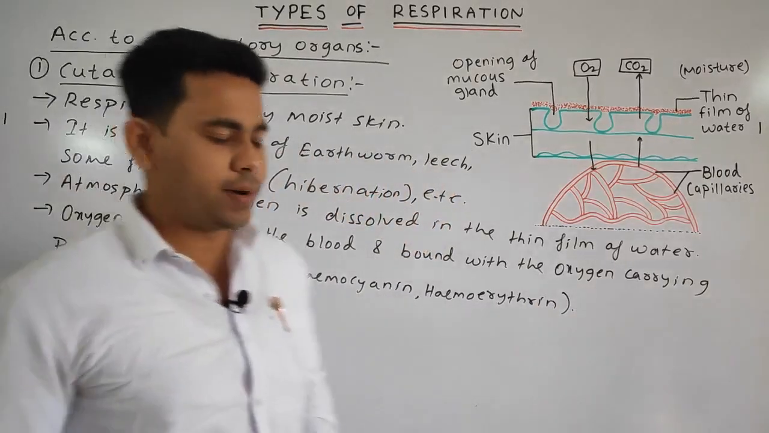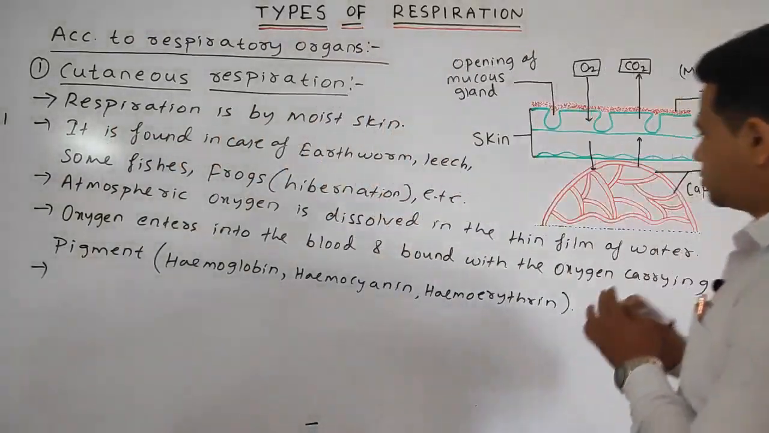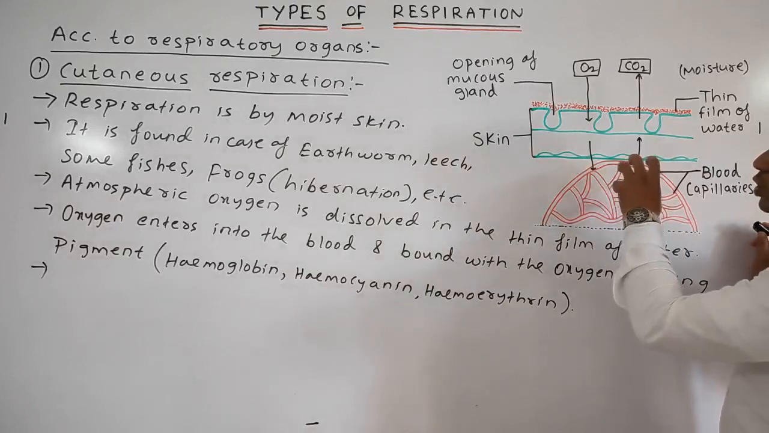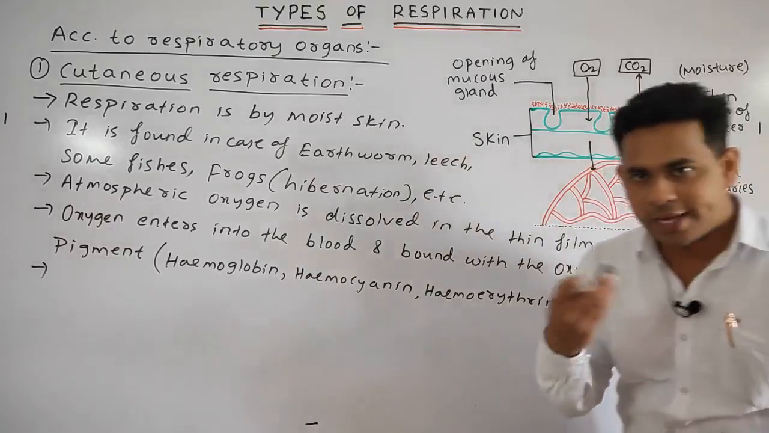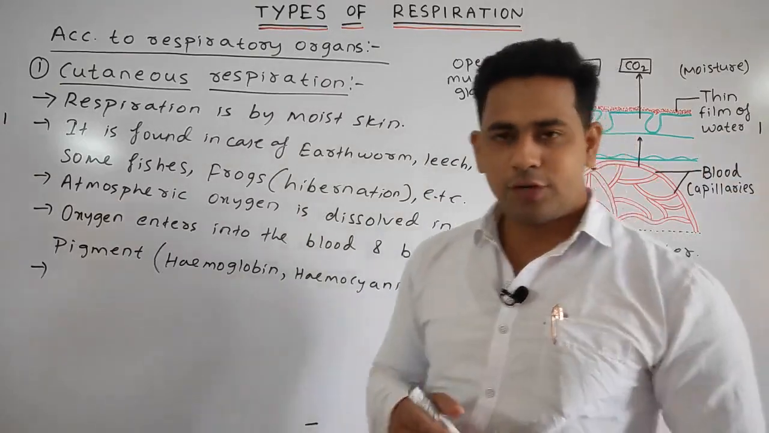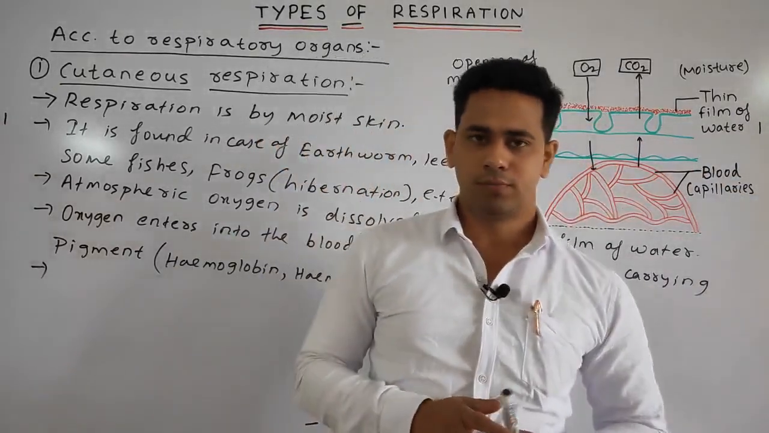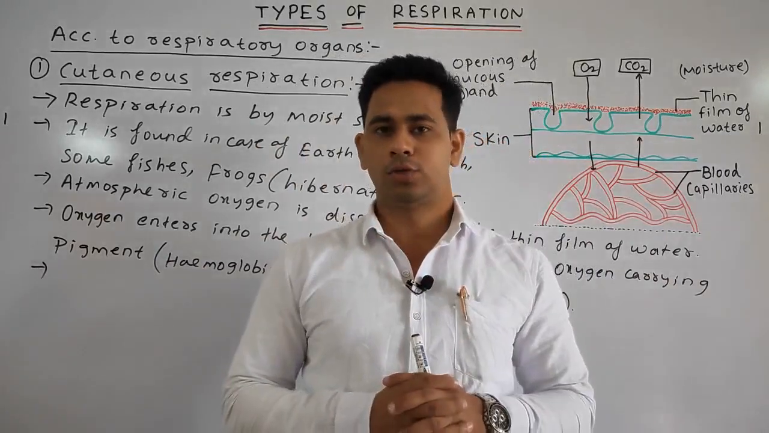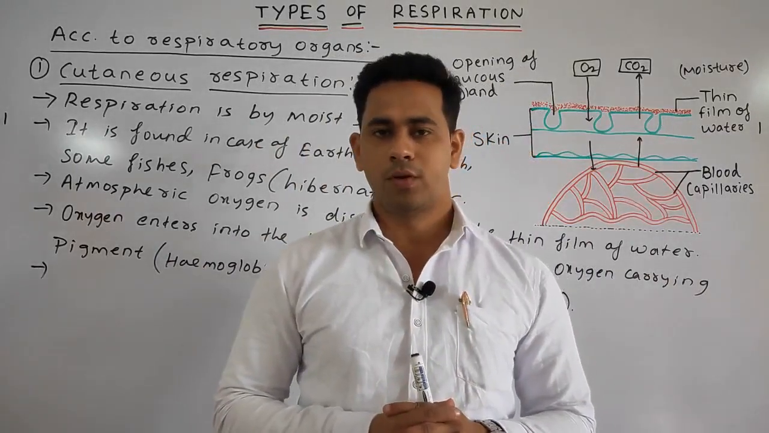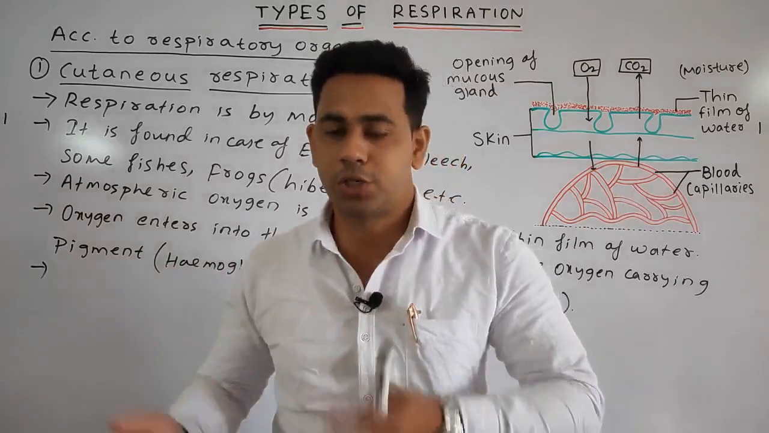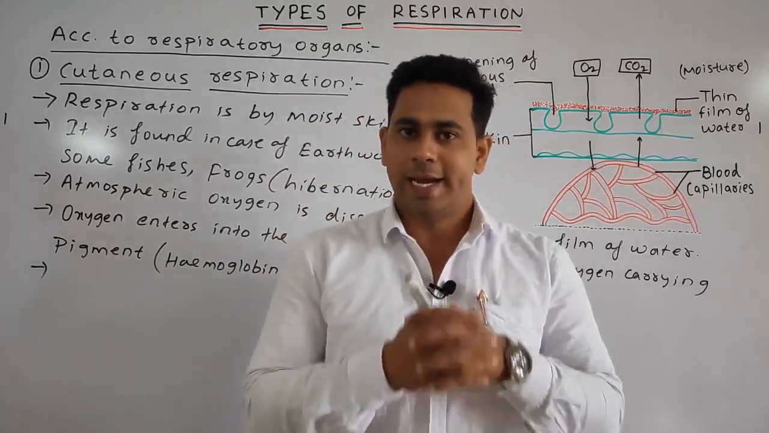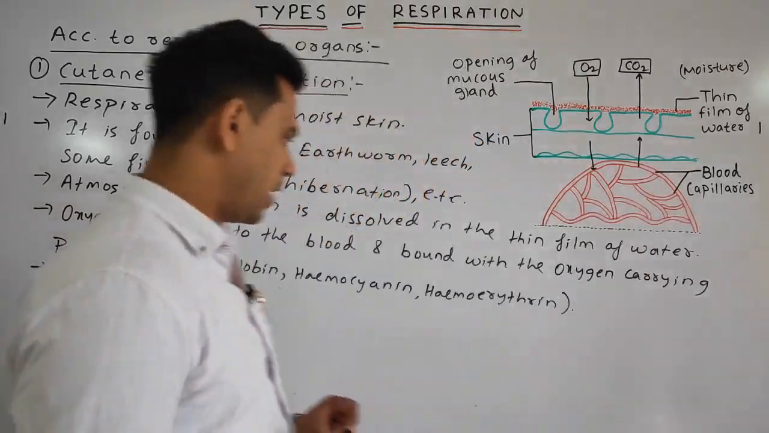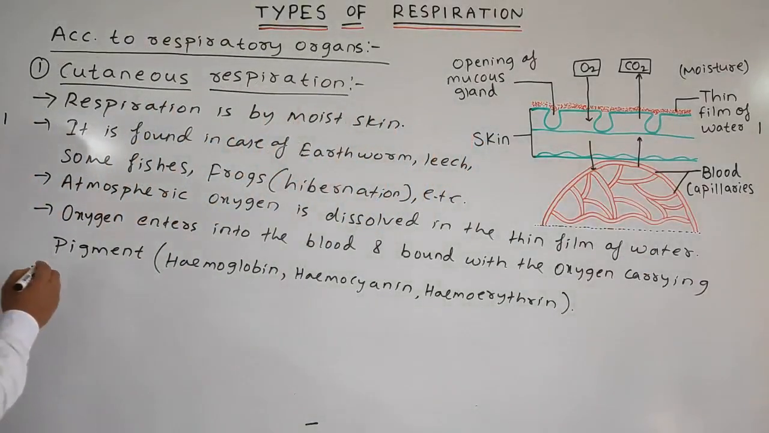So what happened now? The oxygen has entered into the blood and is bound with the oxygen carrying pigment. Next, what happens? After the oxygen is bound with the pigment, it forms an unstable compound, it becomes more unstable, by which it enters into the tissue and releases the oxygen. Let's write the point first.